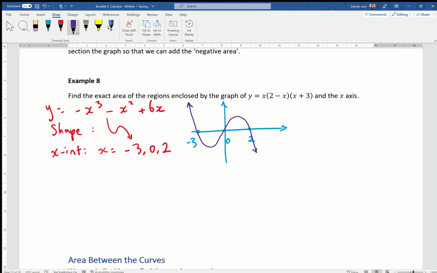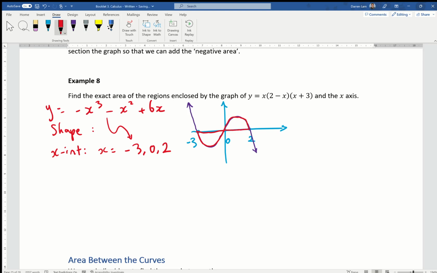Find the exact area of the regions enclosed by the graph. So what I'm asking for essentially is, I don't care about this area out here or here, because it's not enclosed by the graph and the x-axis. So I'm looking for what's in here. There we go. What's in here and what's in here.